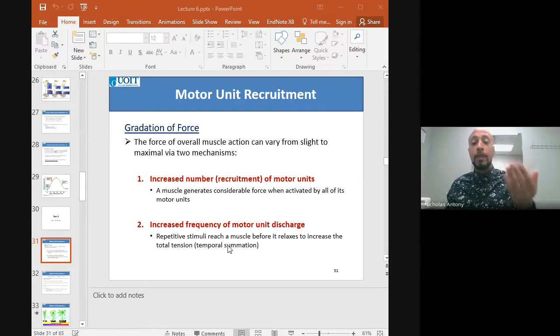The other way to increase the force of a muscle is by rate coding, or increased frequency of discharge. Remember, we're talking about cross-bridge cycling, the way that muscle contraction happens. You could fire the motor unit very quickly, and then you have a summation of the force. Those are the two ways to have a gradation of force within a muscle.